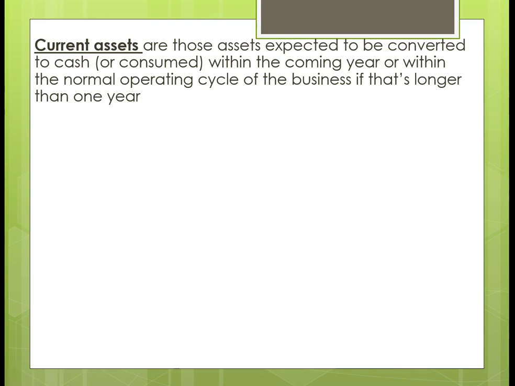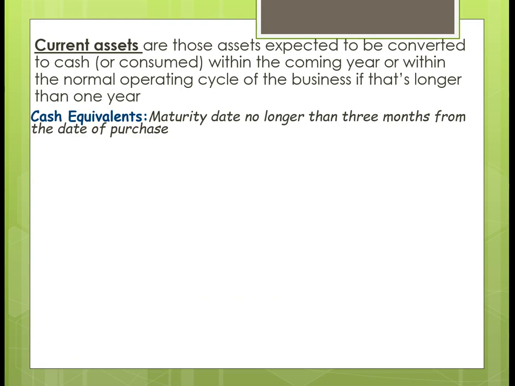An example would be if you were a large shipbuilding company or you built planes, which may take 2 years, then 2 years might be your operating cycle. So that would be current assets. Everybody else, if it's less than a year, it's always going to be 1 year.